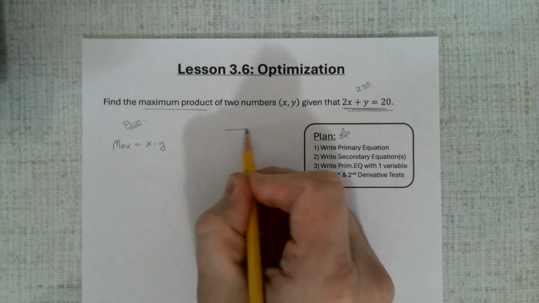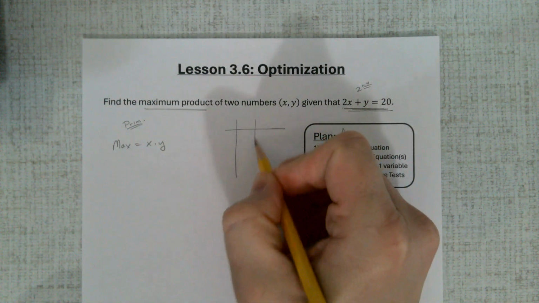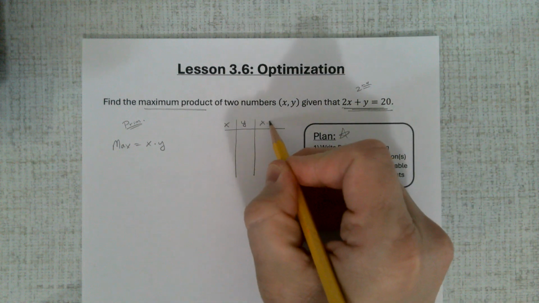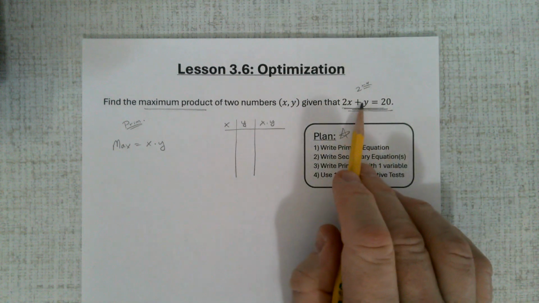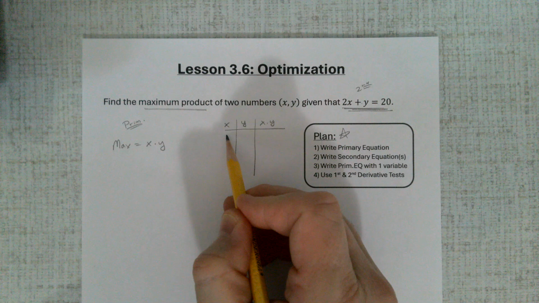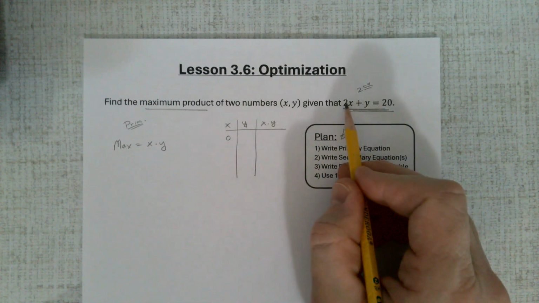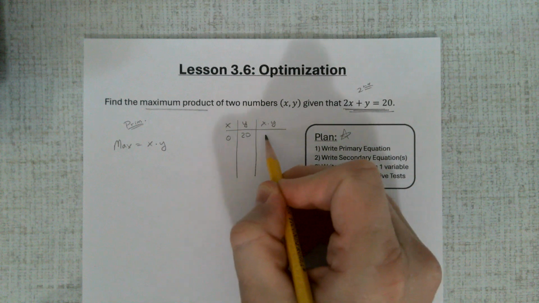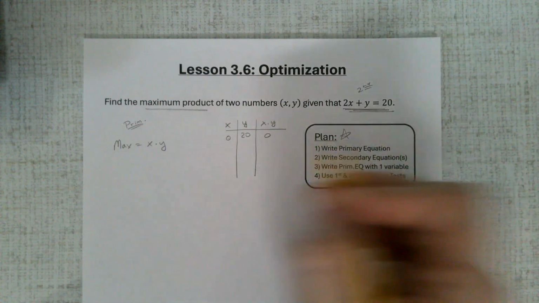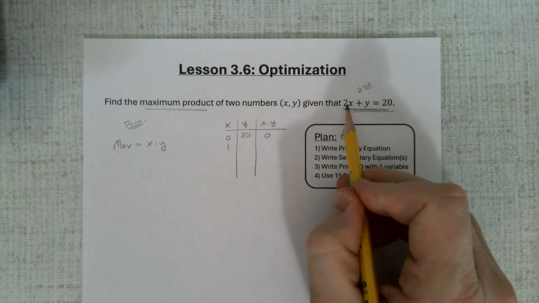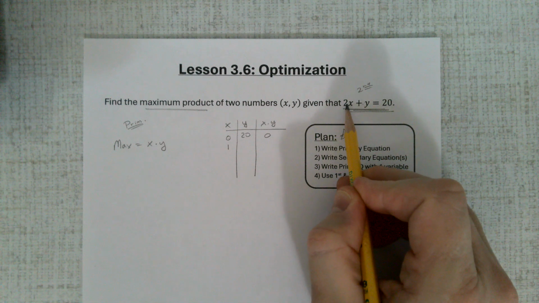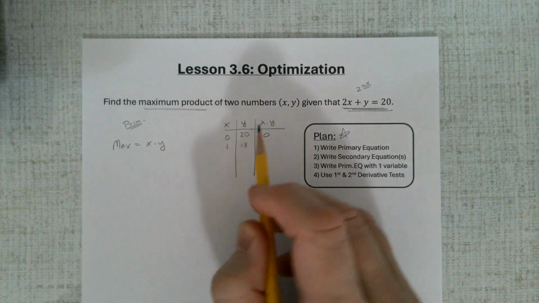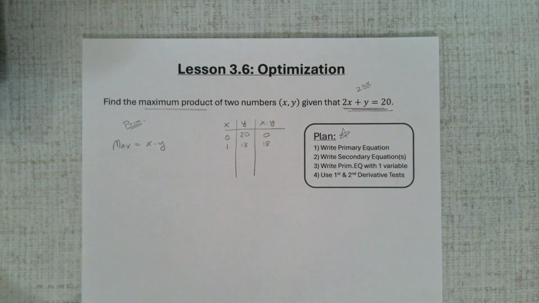Let's go ahead and do it numerically first. If I were to pick out two numbers, x and y, and then multiply them together, let's see what I would have using this equation over here. So if I picked x is 0, that would make y 20, and 0 times 20 is 0. Well, what if x was 1? If x was 1, this would be 2, so I'd subtract that over, that'd be 18. So if x is 1 and y is 18, then the product is 18, so that's higher.